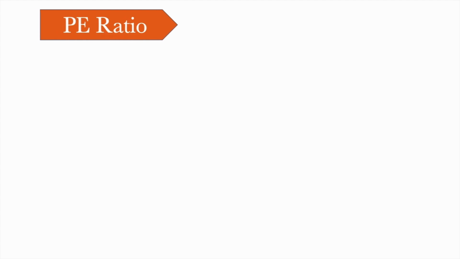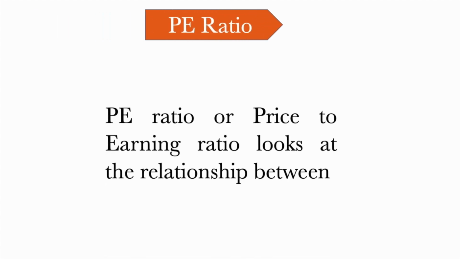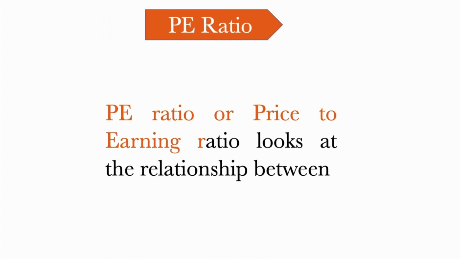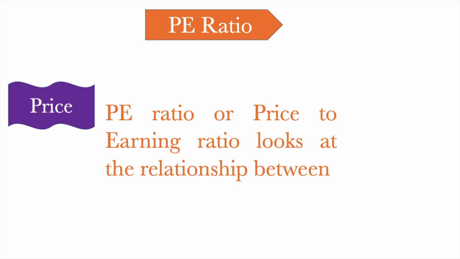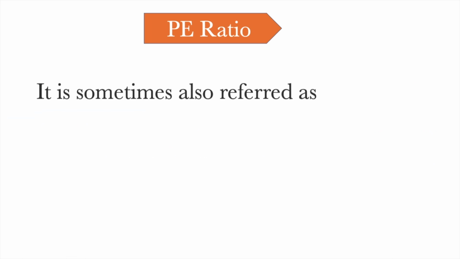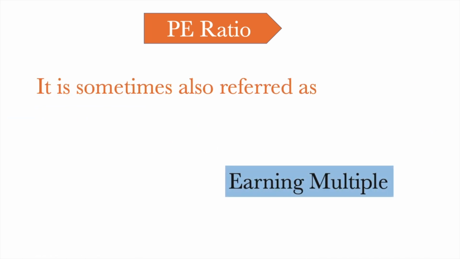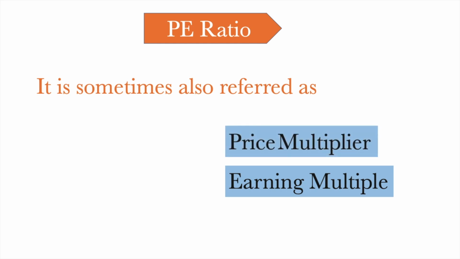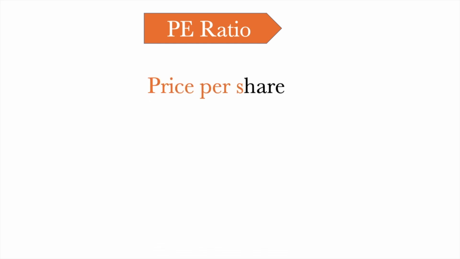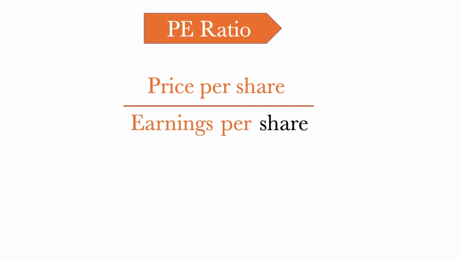Let us understand PE ratio. PE ratio, or price to earning ratio, looks at the relationship between price and earning. PE ratio is also referred to as earning multiplier or price multiplier. PE ratio can be calculated by dividing price per share by earning per share.